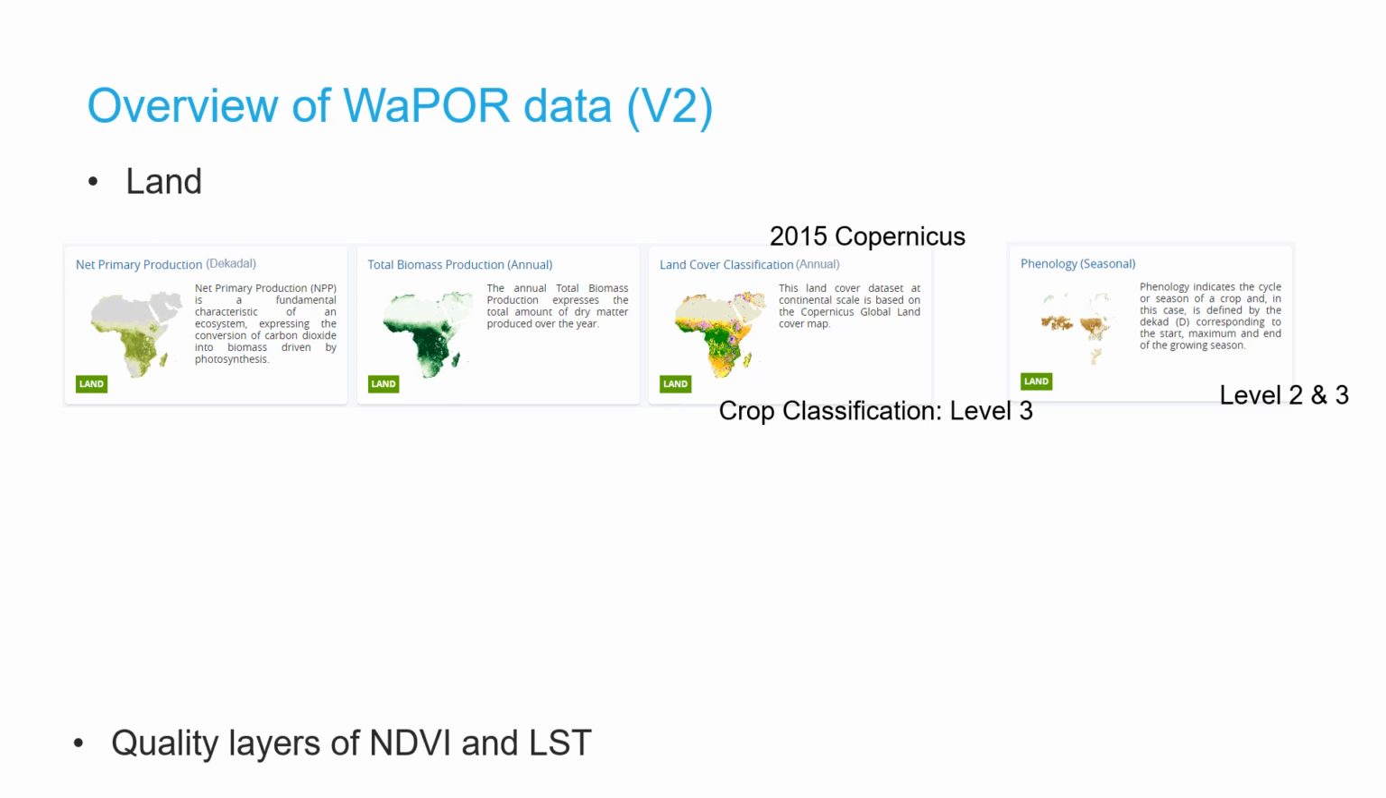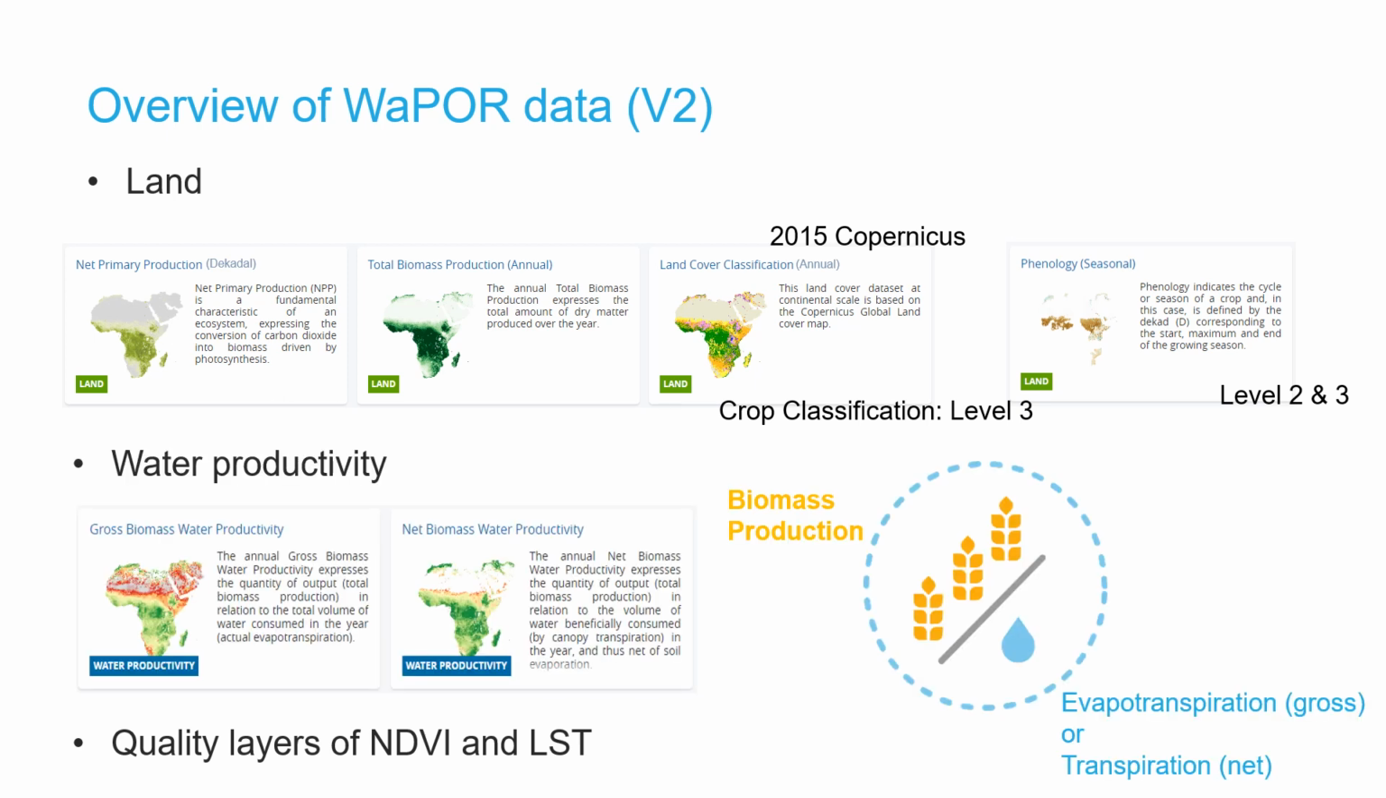The phenology layer is derived from satellite-based vegetation index time series and provides the start and end of the crop season, and this information is available for level 2 and 3. The water productivity layers consist of both net and gross water productivity layers, which are calculated by dividing the biomass production over transpiration or evapotranspiration, either at annual timescales for level 1 or seasonal timescale based on the phenology for level 2 and 3. Additional datasets are available that detail the quality of the NDVI and LST layers.